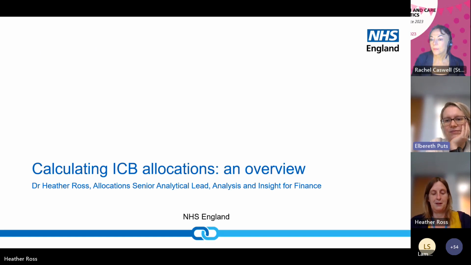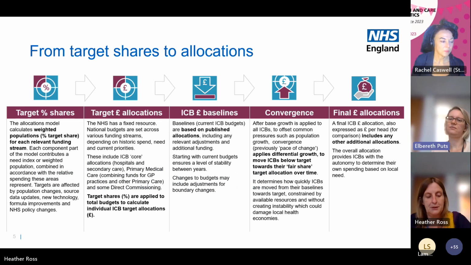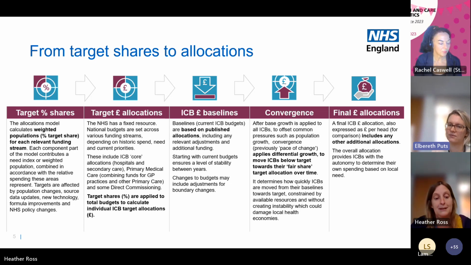In terms of an overview of allocations, we have to focus on how we distribute the available funding to ICBs on a fair basis. There's a fixed pot of money, so how do we share that out fairly, given that different populations have different levels of need for healthcare? This slide gives an overview of the allocations process, and there are 4 main steps within this.